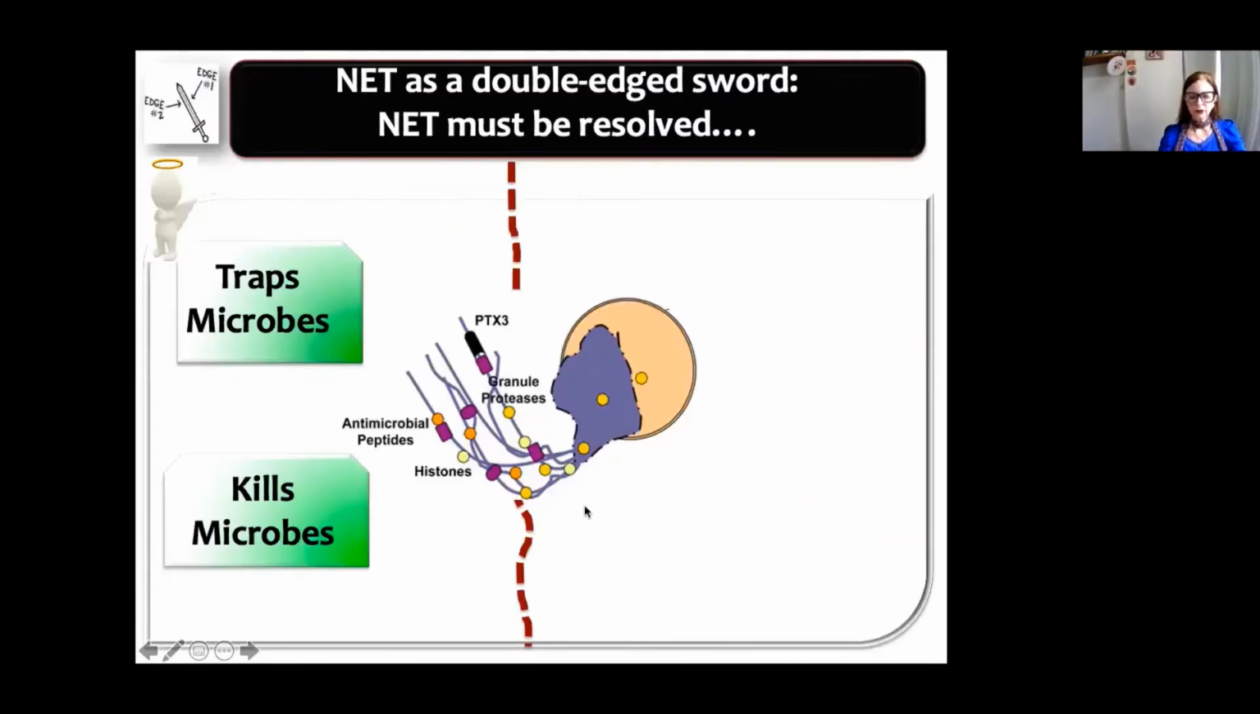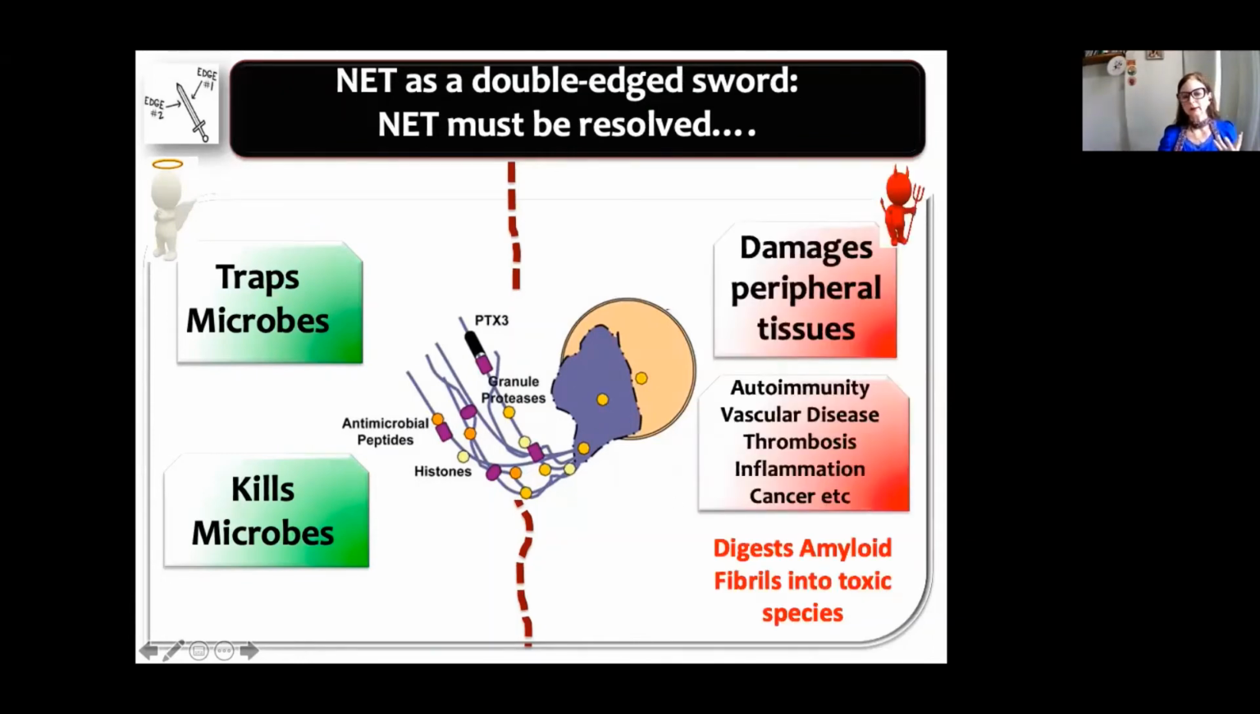I just want to go a little bit further. These are more unpublished and new data that we were collecting just before the pandemic. We had to stop this project, but I decided to bring it to discuss with you anyhow. Almost everything I mentioned shows you the good side of NET formation: it traps microbes and kills them. But I also mentioned that it digests amyloid fibrils into toxic species. So this is the other side of this double-edged sword.